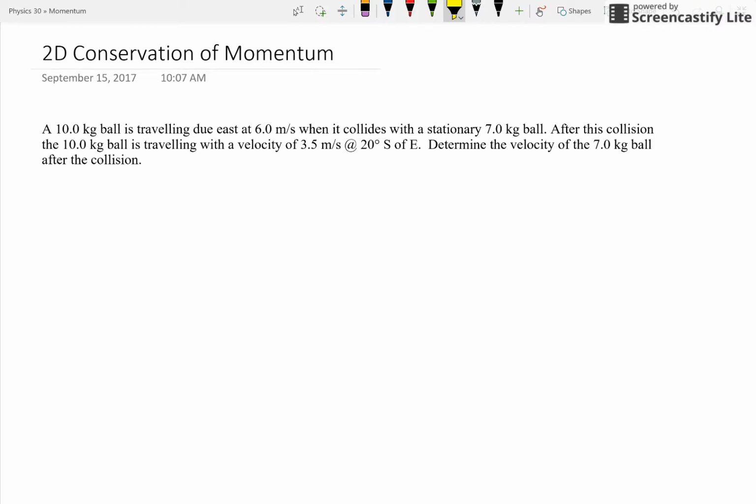First of all, you know that there's a 10 kilogram ball moving at 6 meters per second, but there's also a stationary 7 kilogram ball. Then it says after the collision, the 10 kilogram ball travels at a velocity of 3.5 at 20 degrees south of east. And we want to determine the velocity of the 7 kilogram ball. So let's organize our work a little bit.